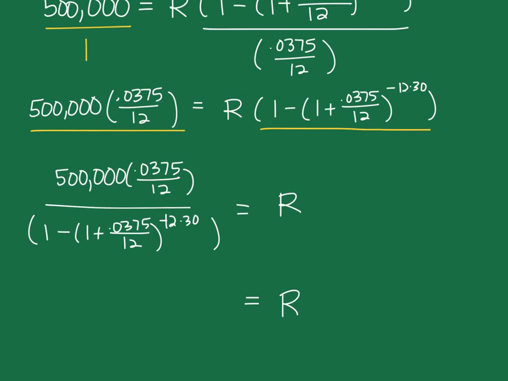Actually, you know what? We'll save time. I'm going to do it. I figured it out already. 2315.58. He has a repeated payment of $2,315.58 every month.